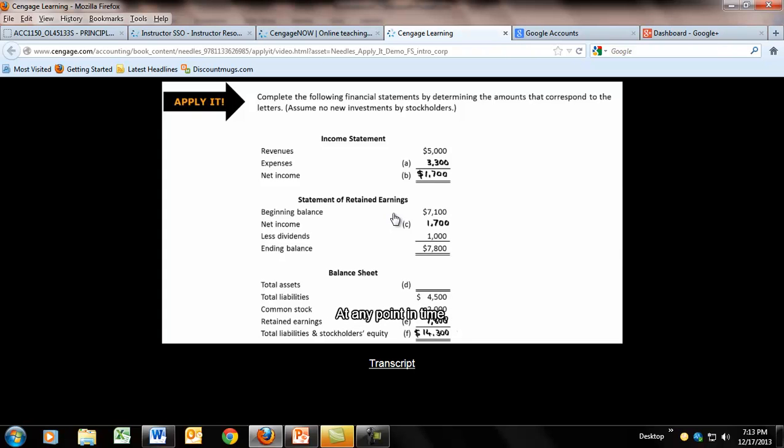We will finally use the accounting equation to determine total assets. At any point in time, total assets must equal total liabilities plus stockholders' equity. This is called the accounting equation. Thus, the company's total assets will equal $14,300.